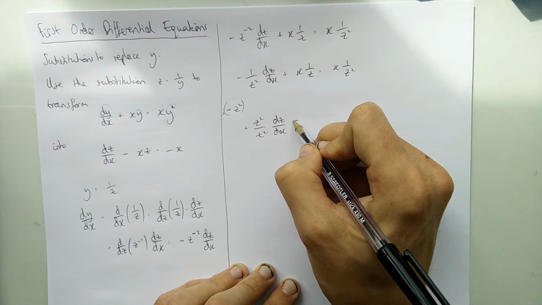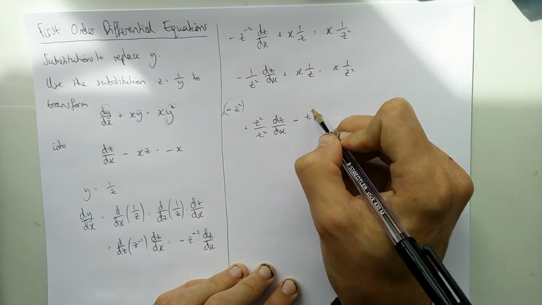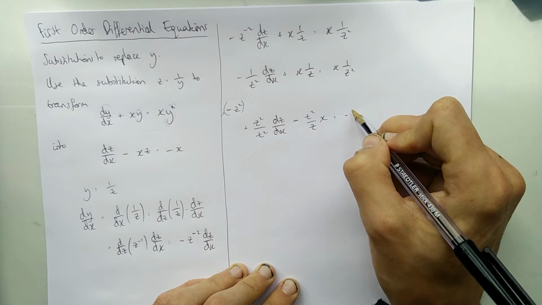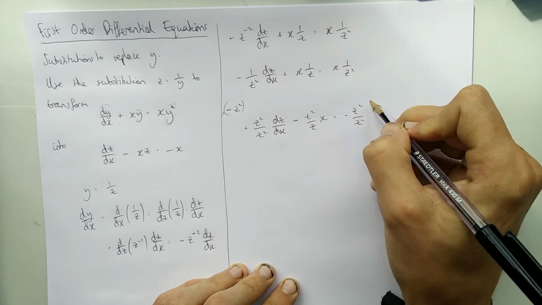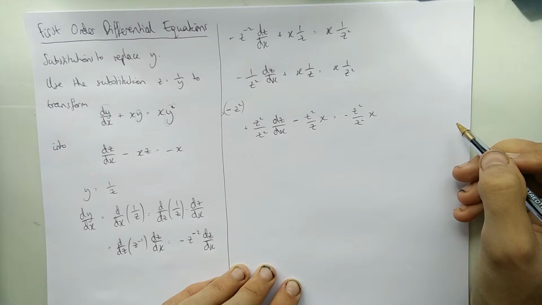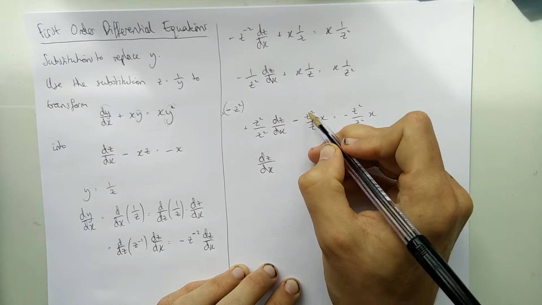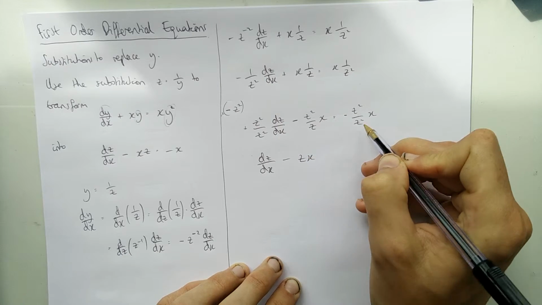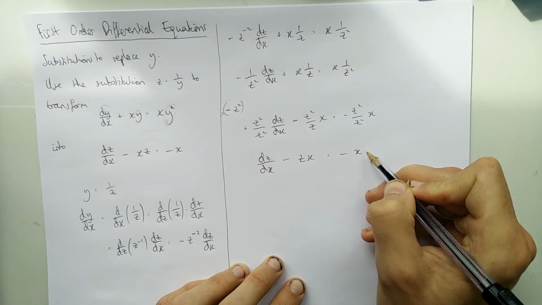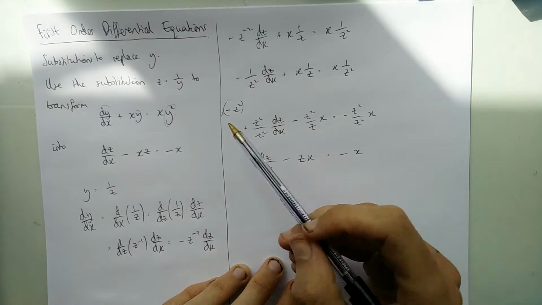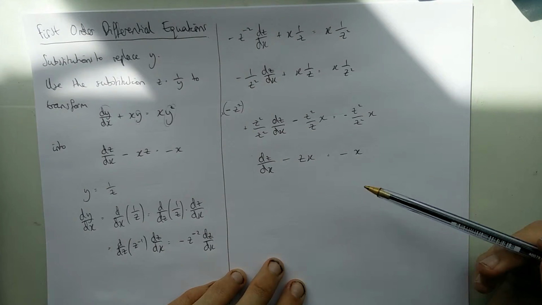Here we're going to put the minus sign in and the z squared in, and that's going to be over a z times by that x. And here we're going to get a minus z squared over a z squared times by that x. That becomes 1. This becomes a minus zx, and this becomes a minus x, which is what we wanted to get. So that's that substitution done.